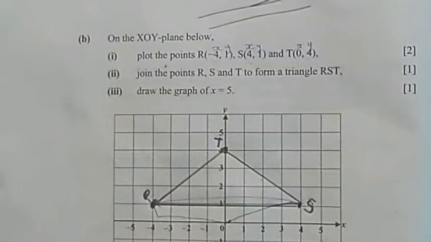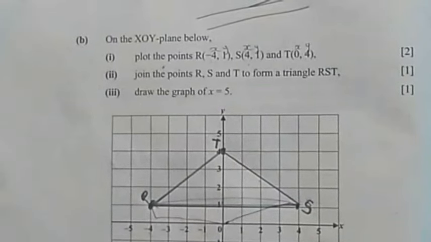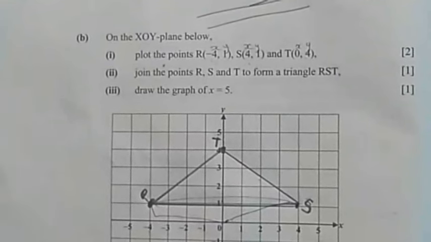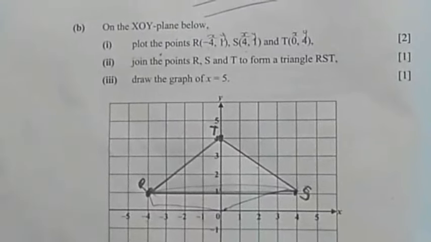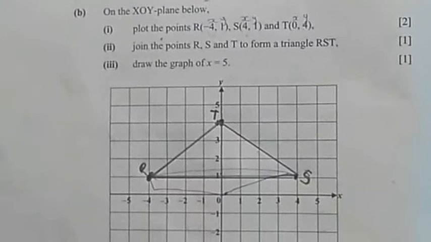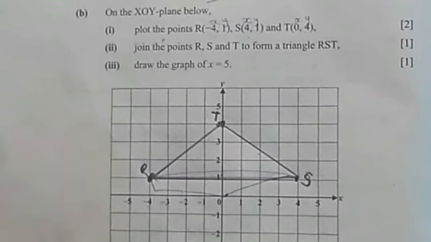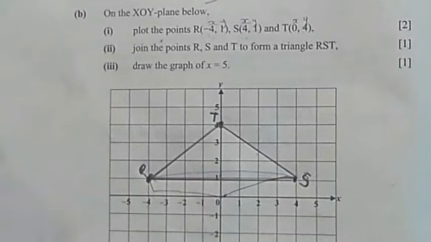Okay, once we have done that, then the next thing we're going to do is we come to question 3, because question 2 is already answered. So come to question B3. B3 is draw the graph of x equals 5. So the graph of x is equal to 5.